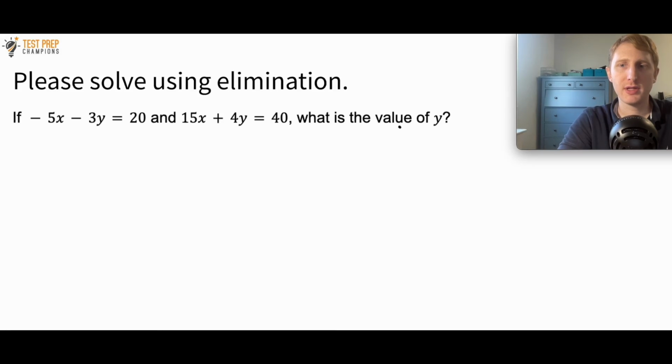So please try solving this using the elimination method to get some practice using elimination. Let me give you a chance now if you'd like to pause the video and try to figure this out. And if you get stuck, don't worry about it, because we're just going to go over the answer.